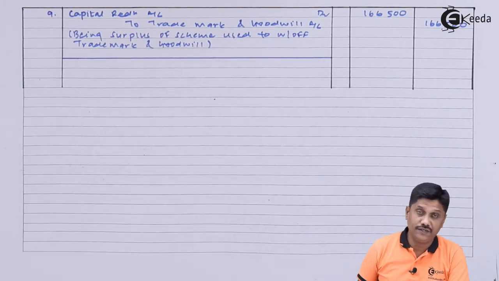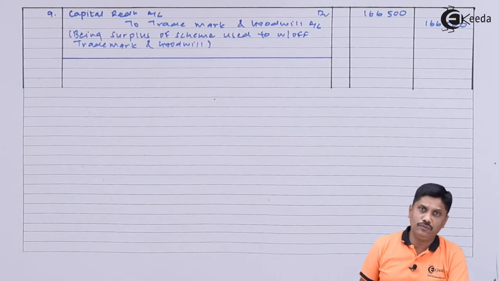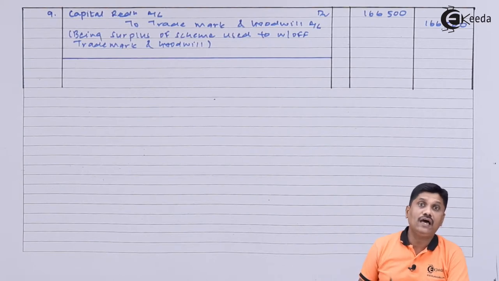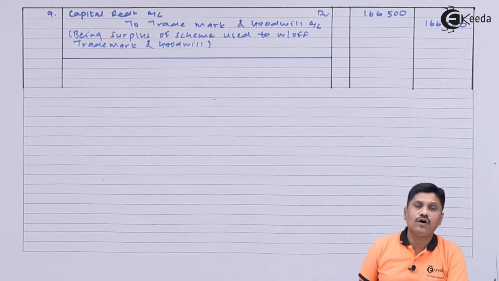So it is your last entry, and now I need to prepare a balance sheet. Before I prepare the balance sheet, I need to prepare some small working notes to decide how many shares will appear in your new balance sheet. Not only that, I also need to prepare a cash or bank account to understand how much bank balance will appear in our balance sheet. So step by step, I will be doing that. Firstly, I will do the working note to know how many equity shares will appear in my balance sheet.